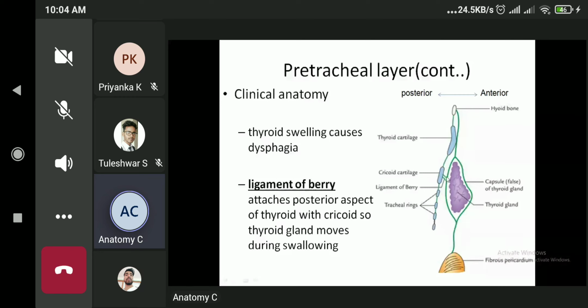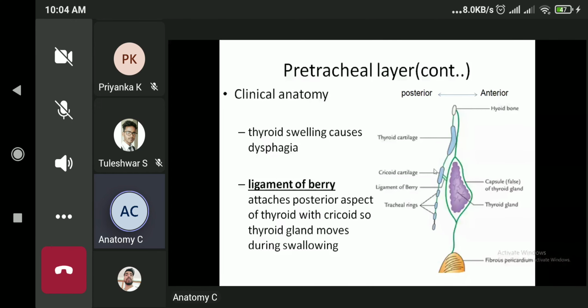Remember this thing. Besides, thyroid swelling causes dysphagia, and the reason is that the posterior layer of the false capsule is thinner in comparison to the anterior layer. With swelling, the thyroid gland moves towards the looser area, where it can expand. It expands more posteriorly than anteriorly and compresses the esophagus and pharynx, leading to dysphagia. So remember this important clinical aspect of the pretracheal layer.